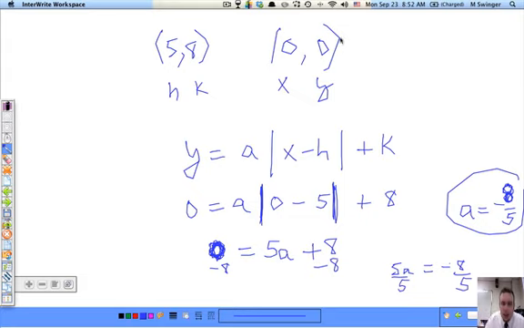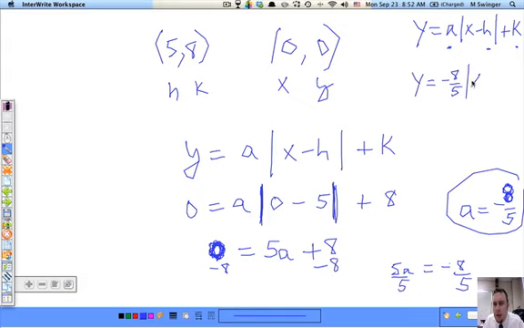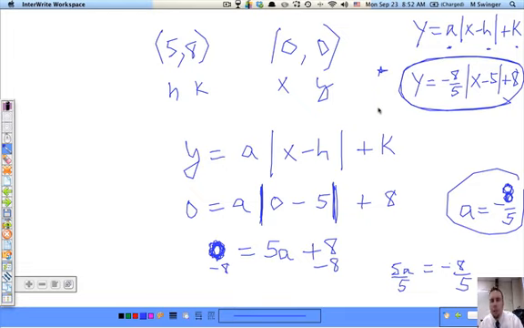The whole point of this is to find the equation y equals a, x minus h, plus k. All you need is a, h, and k any time I ask you for the equation for an absolute value. So let's plug them in. y equals a, we just found it, -8 fifths, x minus, what was h? We already had it, 5, plus k, which is 8. This is your final answer. Circle this. And this is the model that represents the path of that reference beam.